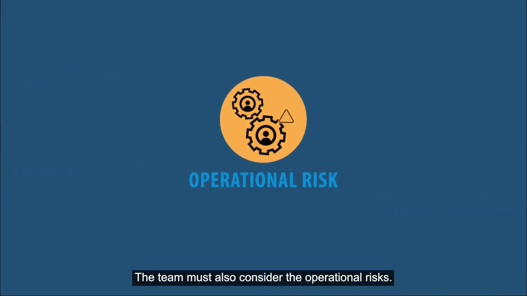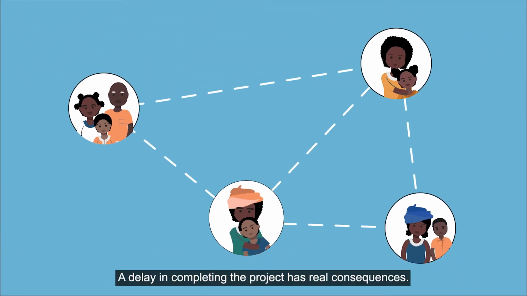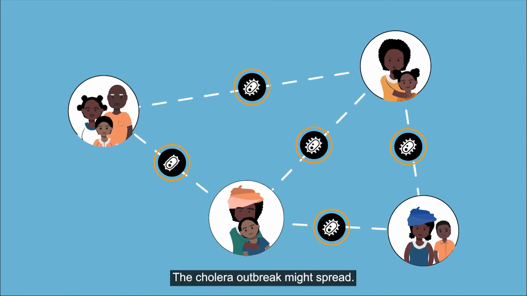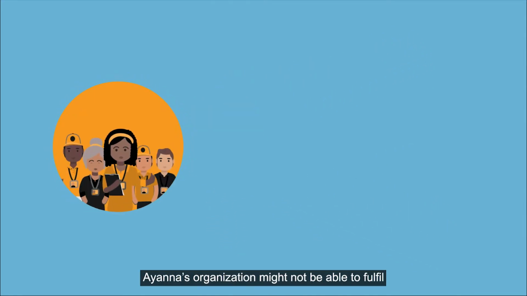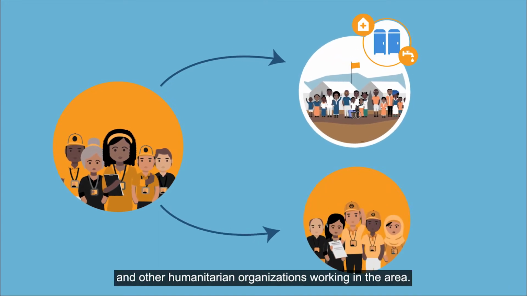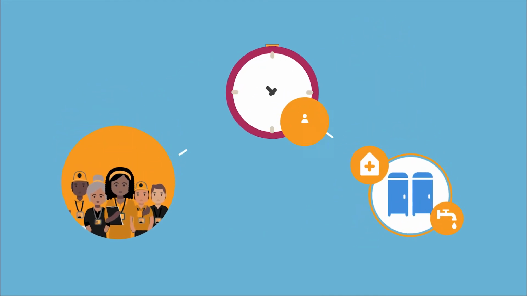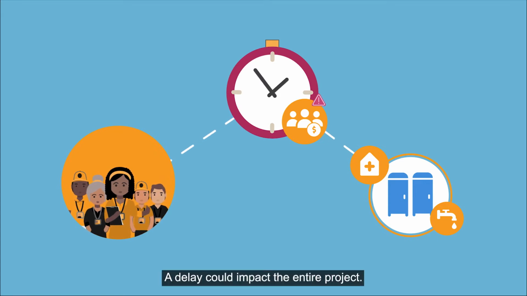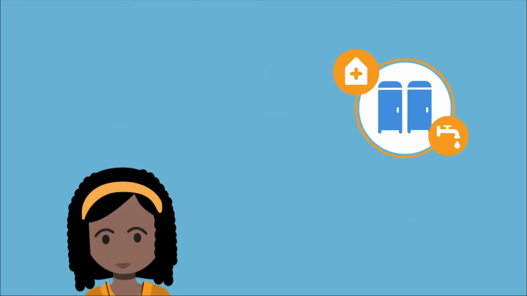The team must also consider the operational risks. A delay in completing the project has real consequences. The cholera outbreak might spread. Ayana's organization might not be able to fulfill their promises to the affected community and other humanitarian organizations working in the area. Or the donor's contractual timeline may not allow an extension. A delay could impact the entire project.